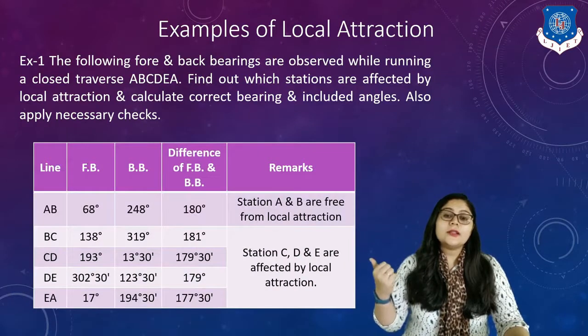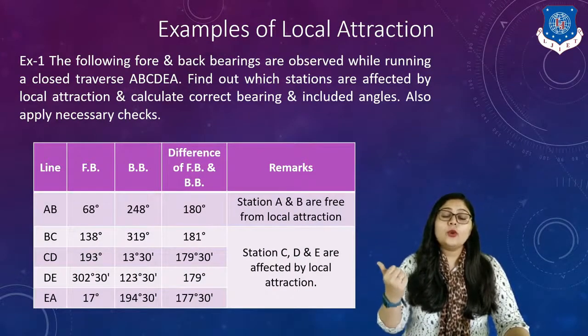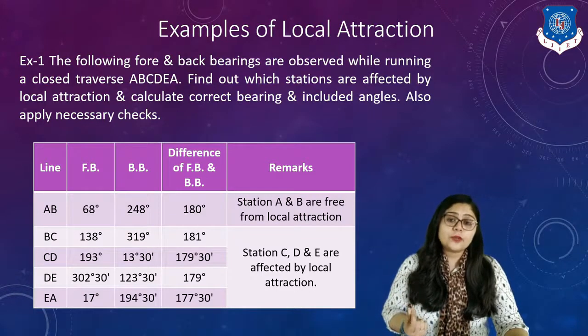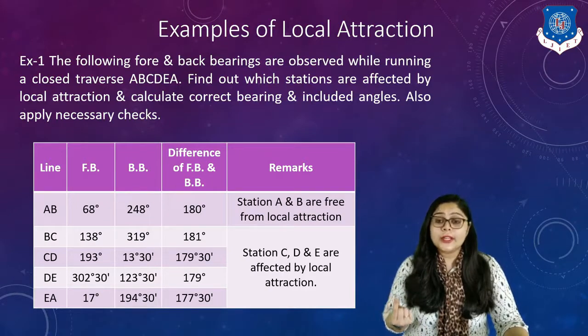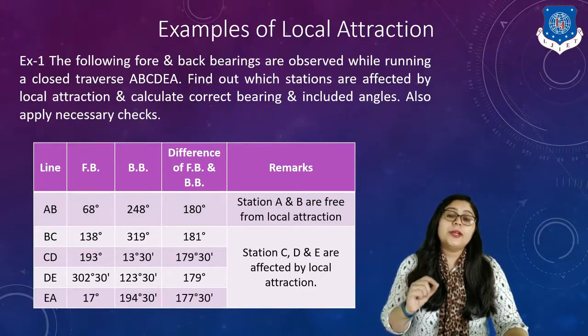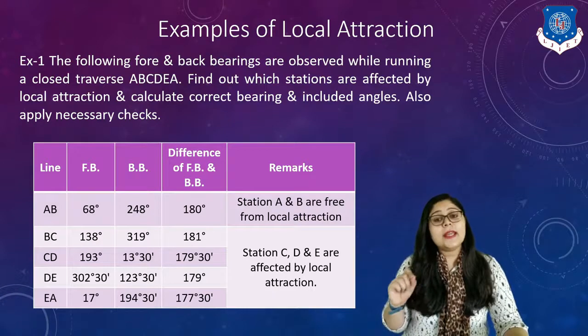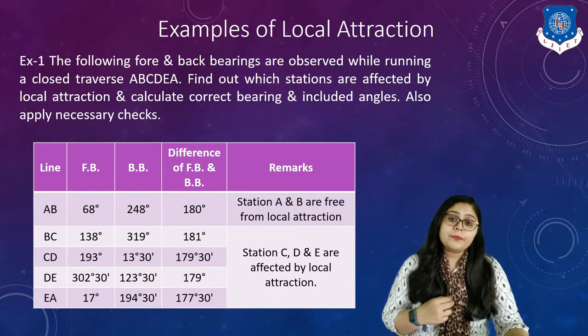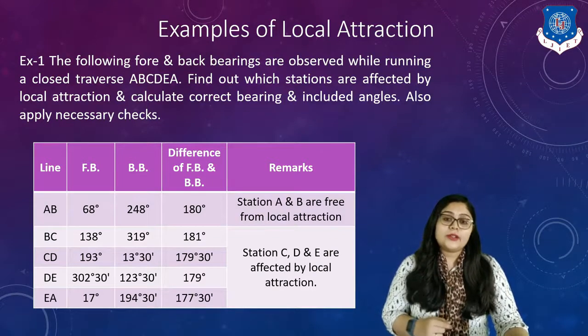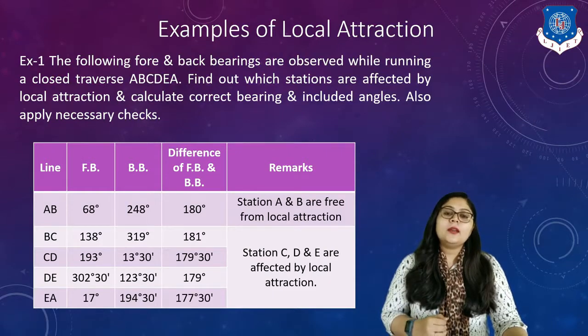So here on this table, you can see the line, their forebearing, back bearing and the difference calculated. Here you can see line AB having the difference of 180, line BC 181, CD 179 degree 30 minute, DE 179 degree, EA 177 degree 30 minute. Here only line AB has the difference of 180. It means I can say that stations A and B are free from local attraction, right? While stations C, D and E are affected by local attraction. That is the general conclusion we can take after this kind of calculation, right?